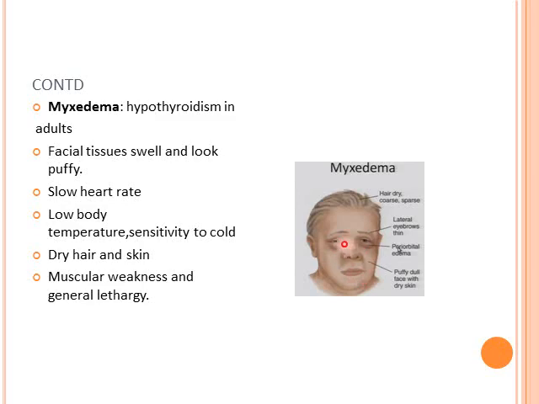So the heart rate we can't observe from the picture. Generally, these people have a slow heart rate. The hair is dry, the body temperature is very low, and they are very sensitive to cold. And there is muscular weakness and general lethargy in these people with myxedema. So the hyposecretion of thyroid has three diseases mainly. One is simple goiter. Secondly, we have studied cretinism in children, and this is myxedema in adults. Okay, let us move on to the next slide.